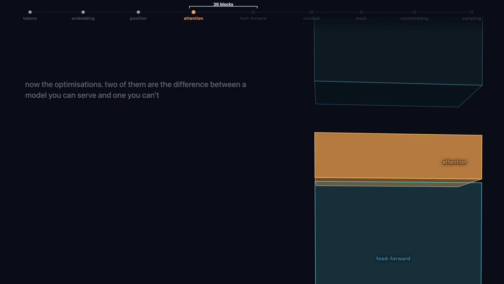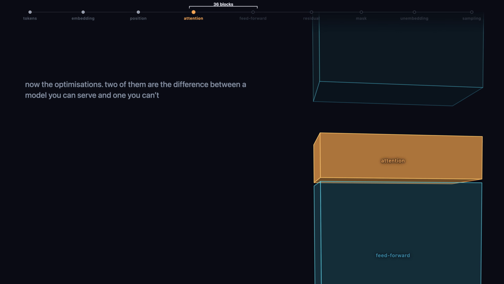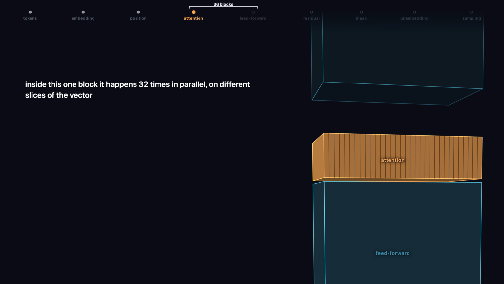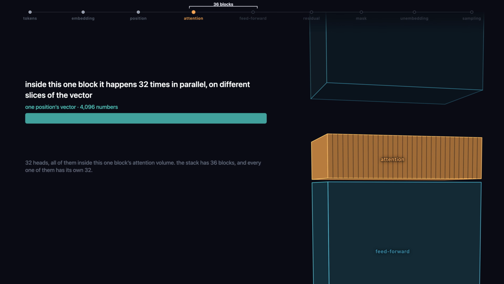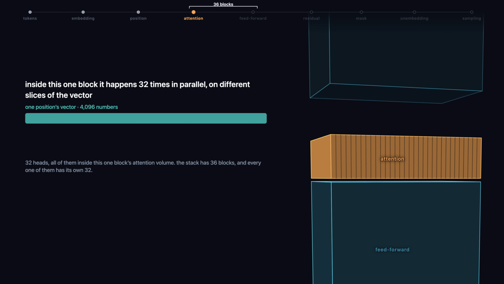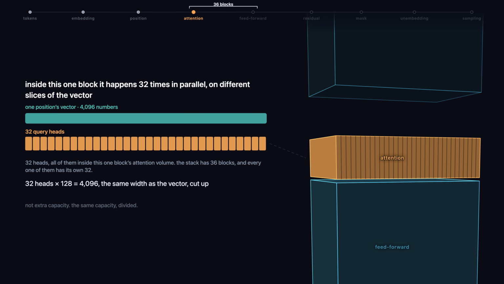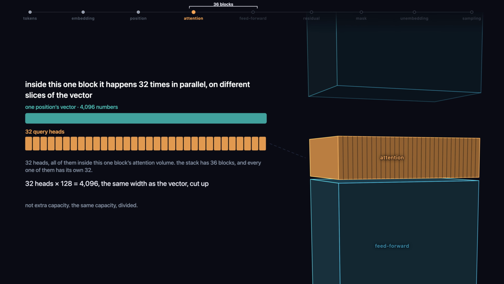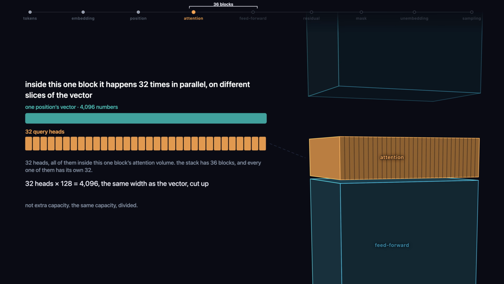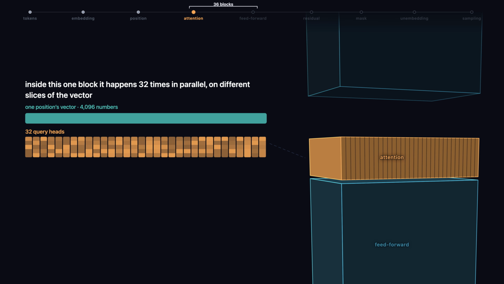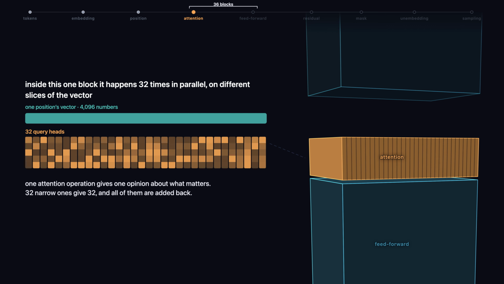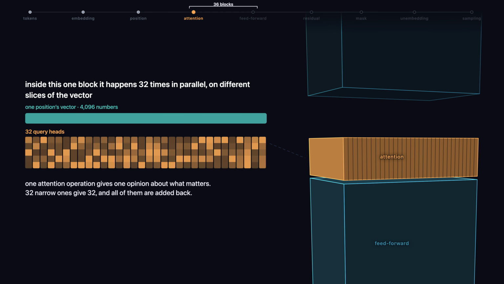Now the optimizations, because 2 of them are the difference between a model you can serve and one you can't. First, this doesn't happen once per block. It happens 32 times in parallel on different slices of the vector. 32 heads, each 128 numbers wide. Together they are the same total width as the vector. This is not extra capacity, it is the same capacity cut up. And the reason to cut it up is that one attention operation produces one weighted average, one opinion about what matters. 32 narrow ones can hold 32 different opinions at once and add them all back.